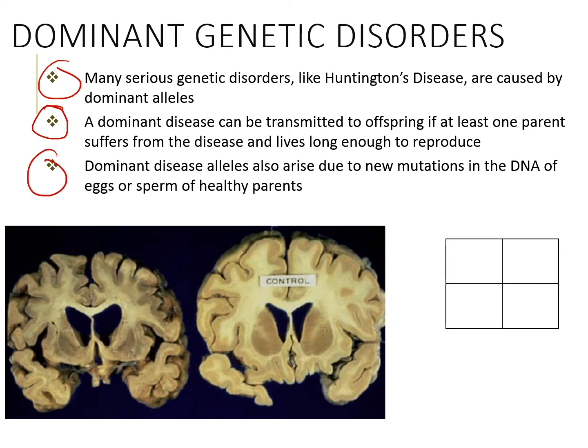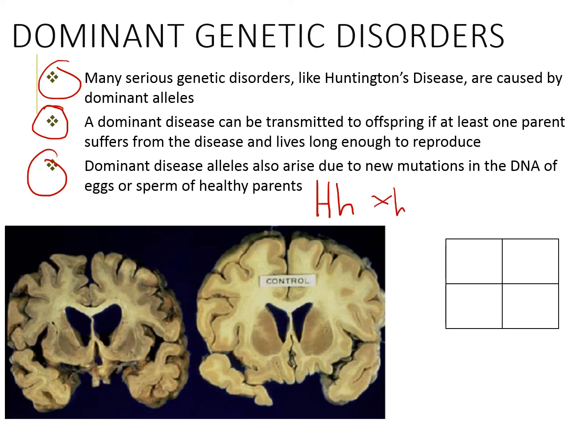Dominant disease alleles also arise due to new mutations in the DNA of eggs or sperm of healthy parents. So that can sometimes happen by mutation, just as recessive alleles can also happen by mutation. So Huntington's disease, for example, if we had one person who is capital H, so that is the dominant trait, that means they have Huntington's disease, more than likely they are heterozygous because the allele is extremely rare. Most of the time, if someone is going to get Huntington's disease from a parent, it's going to be heterozygous.